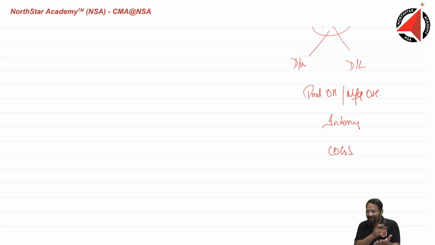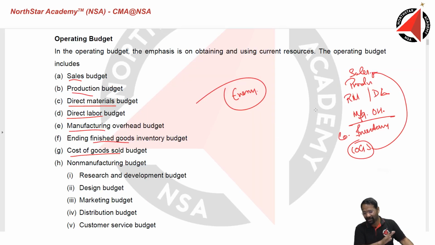Now somebody is shuffling through the book. Finished goods. Finished goods I have already covered here. Selling, general and administration expenses. Okay, fine. Cost of sales, working. Okay, fine. Done. Broadly, these are the things that you have in operating budget.